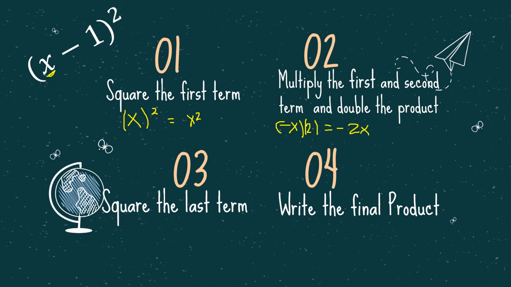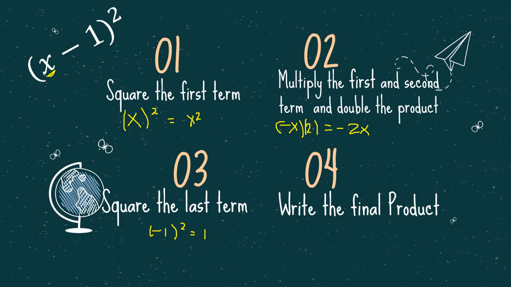And our last term here is 1 or negative 1. Either one works, we will still arrive at the answer which is 1, because any number, positive or negative, when we square it, is always positive. So negative 1 squared is still 1, or 1 squared is still 1.